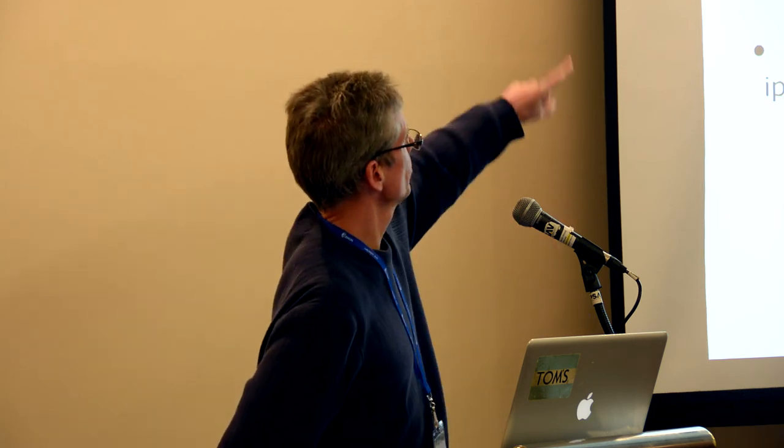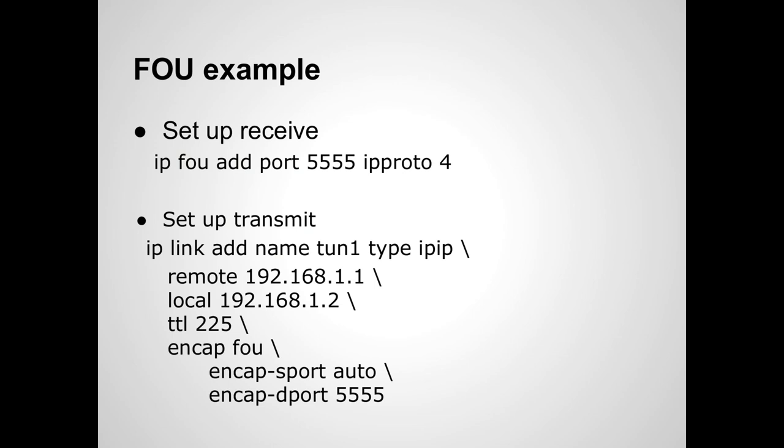So looking at a foo-over-UDP example, on a receiver, we would set up a port. It would say open port, in this case, 5555, and we'll call that an IPv4 port. So packets coming in on this, we'll assume, are foo-encapsulated IPv4 packets. And on transmit, we attach this to tunnels. So in this case, we're creating an IPIP tunnel, giving it the normal remote and local addresses.